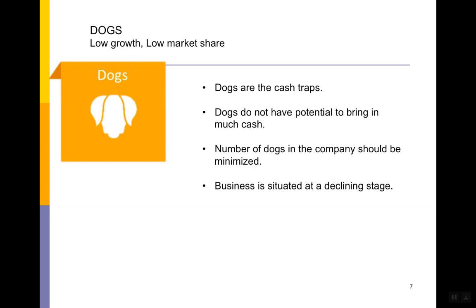The number of dogs in a company should be minimized, as you have to move to the next stage, that is, a growth stage. Business is situated at a declining stage. Thus, the growth share matrix becomes a planning framework for strategic planners, and this dog category has to be taken into consideration: which product should be kept and which product should go out of the market.